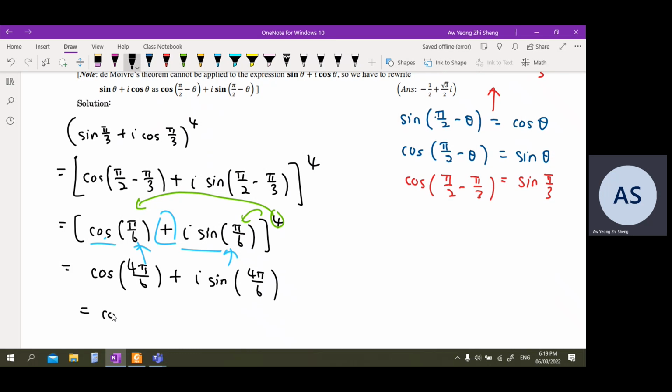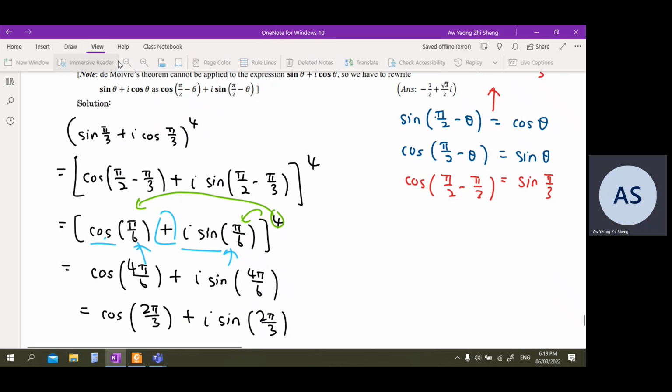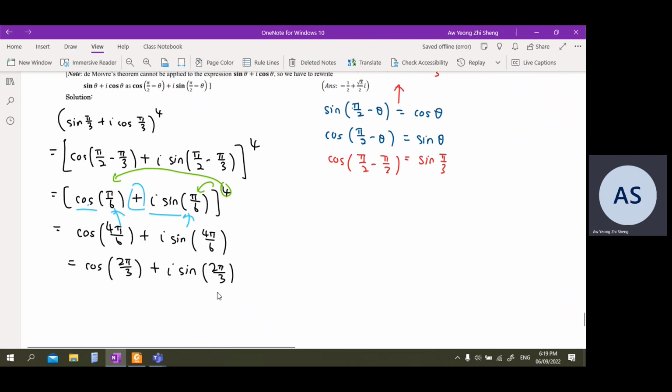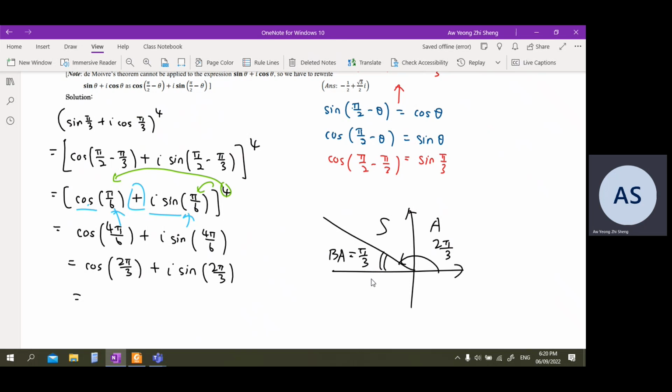Okay, 4 pi over 6 can be simplified to be 2 pi over 3. They don't allow us to use calculator, so we should do the calculations of cos and the sine terms manually. 2 pi over 3 is not an angle in quadrant 1. 2 pi over 3, if you visualize it in the ASTC diagram, is actually a quadrant 2 angle. 2 pi over 3 is actually 120 degrees. And so that leaves you with pi over 3 or 60 degrees as the basic angle.